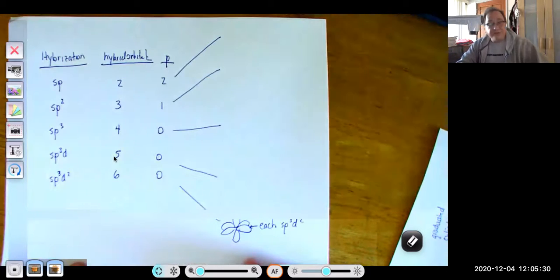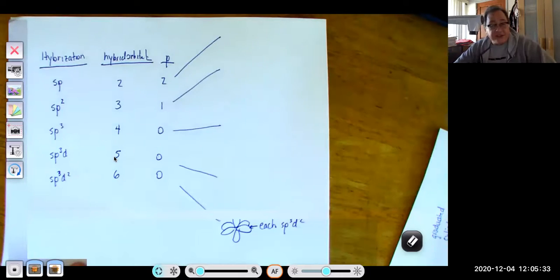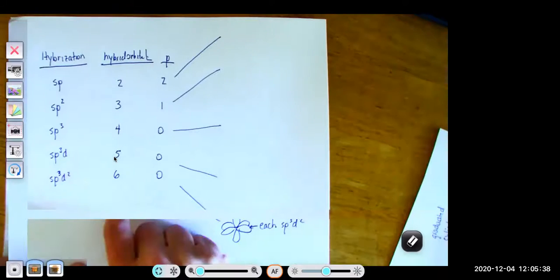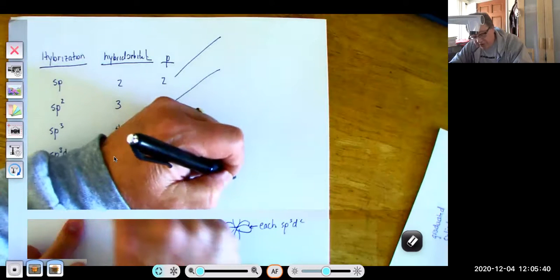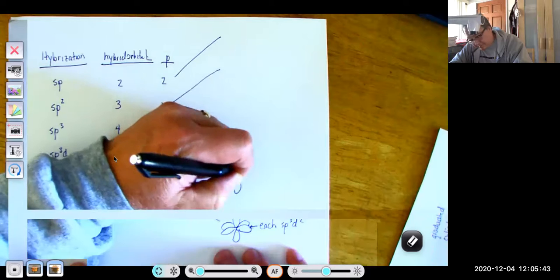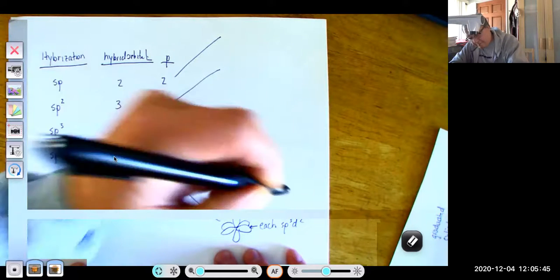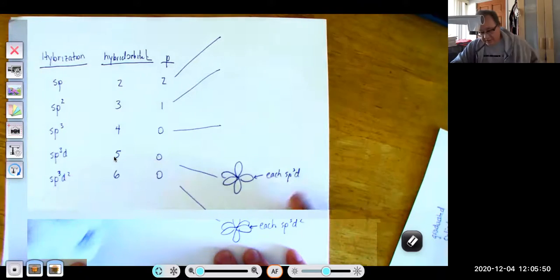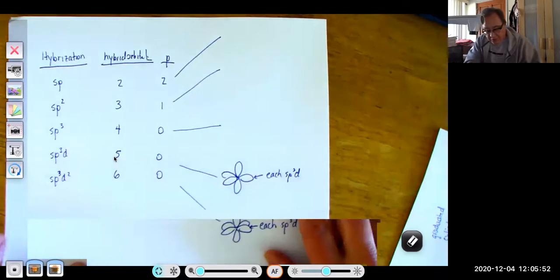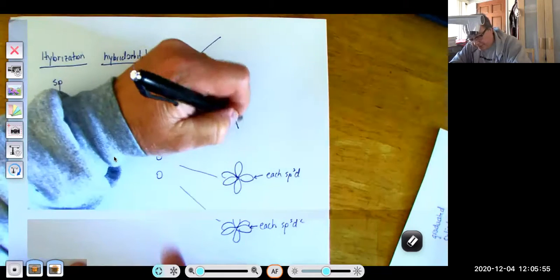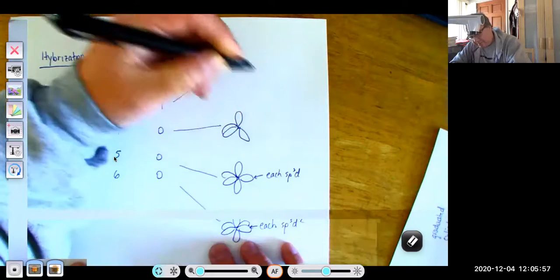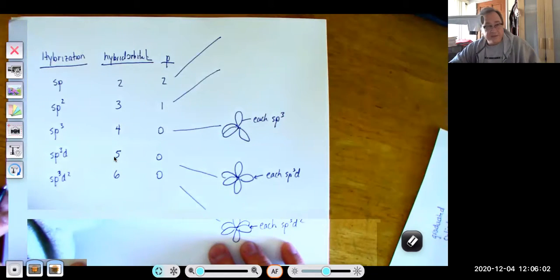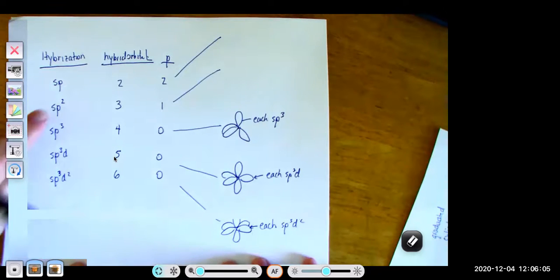So I'm going to start with this one. Each one of them is sp3d2, so there's 6 of them. Now sp3d is going to look like this. So there's 5 of them. For the 4, it's going to look like this. Are you with me? I just want to check.